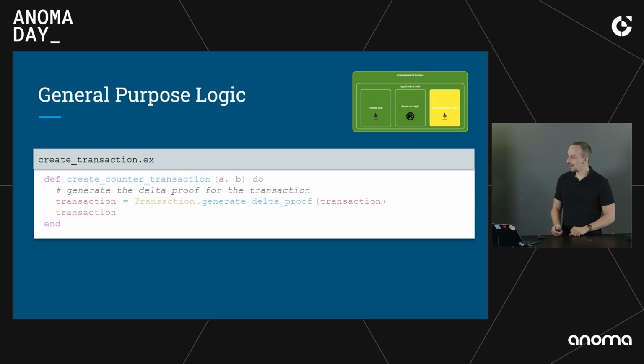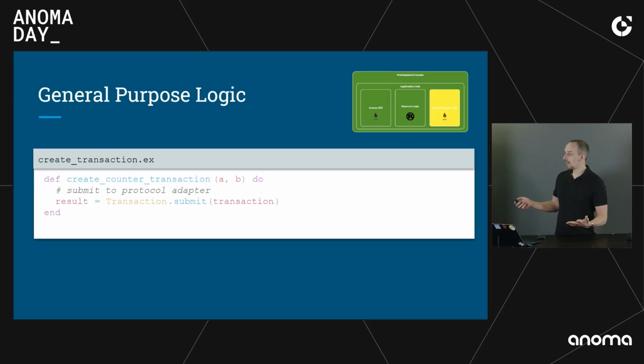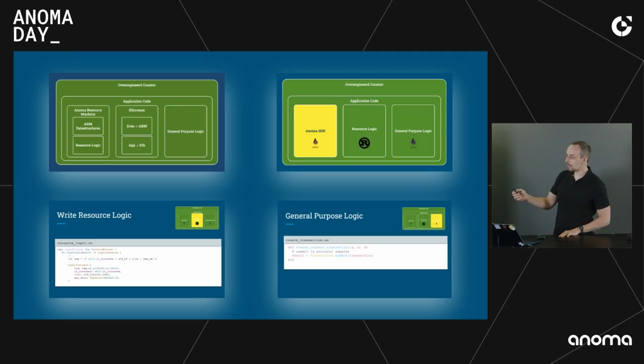Well, so this is basically it, what you need to do to create a counter transaction. So generate the 3 types of proofs, generate the resources, and that's it. So that's the basic ingredient for general purpose logics. So now you can package this in a nice web application or whatever you want to do, and you're done. If you want to submit this to the protocol adapter, there's also the submit function, of course.